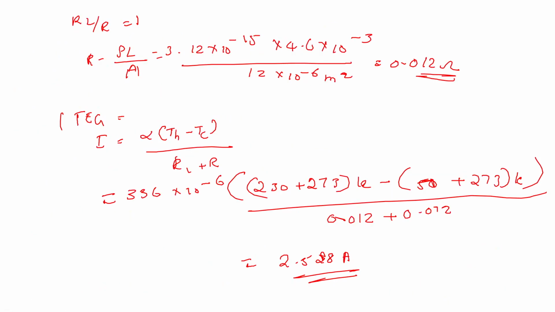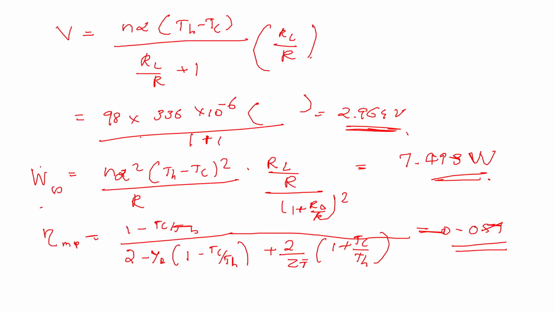Now you have to find the resistance, that is rho L by A. Substitute and you will get the resistance value. For 1 TEG, the current equation will be I equals alpha times (Th minus Tc) divided by (R1 plus R). You only have to remember the mathematical formula and substitute the values here. From there we calculate W and eta. So this much we calculated last week.